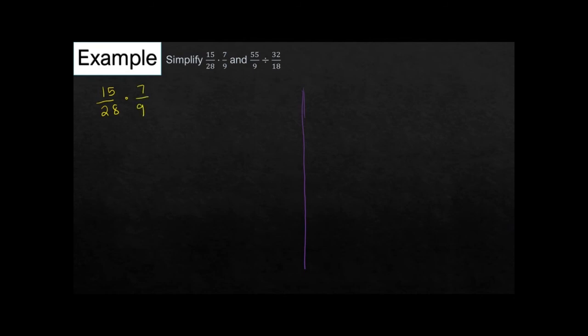So for a multiplication problem, you would multiply straight across. So we would do like 15 times 7, so you'd have that on your calculator. So that gives us 105. And then 28 times 9, you get 252. And then you would need to reduce or simplify because you have this large number, and you can break it down, you can divide things out of there.